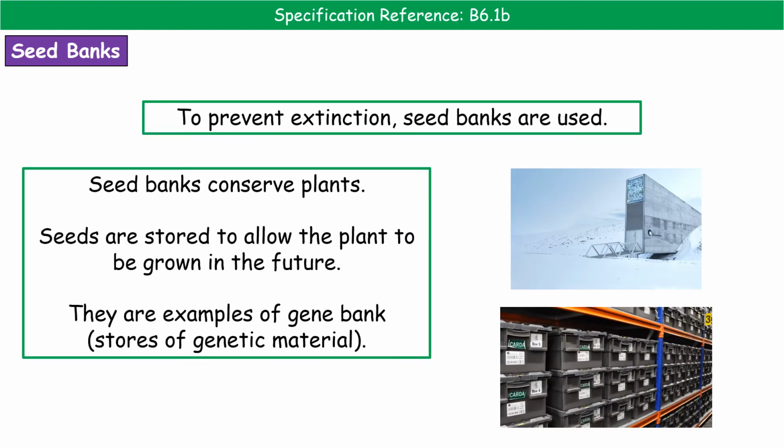It's not just animals that we're trying to conserve. Plants are pretty important too. Without plants, animals won't exist, the whole thing falls apart. So in order to prevent extinction of our plants, we use this thing called a seed bank. Now, seed banks, quite simply, are these massive storage units for seeds.